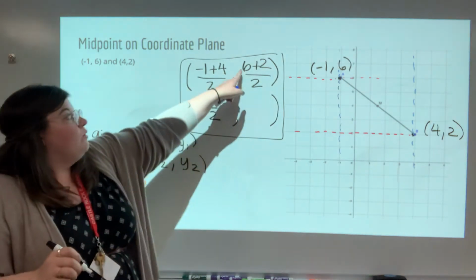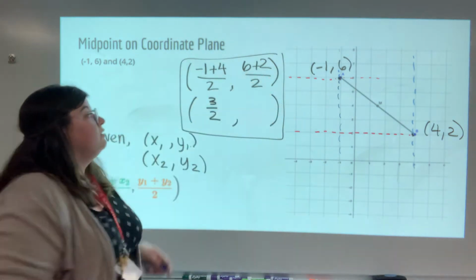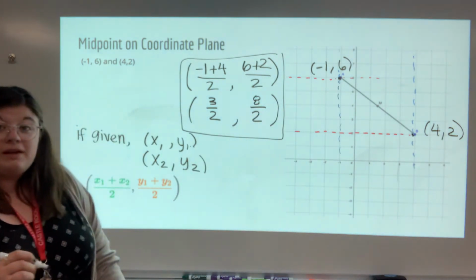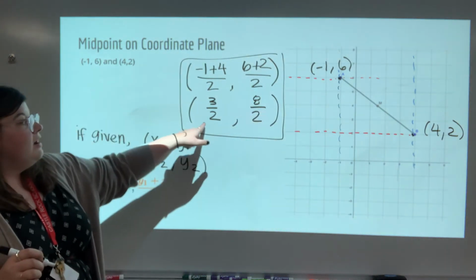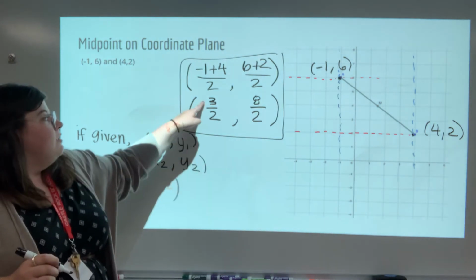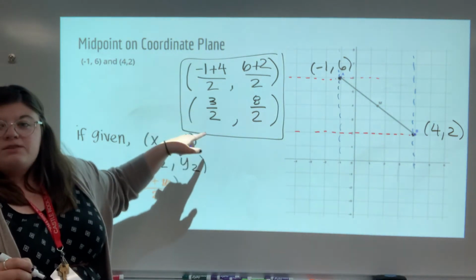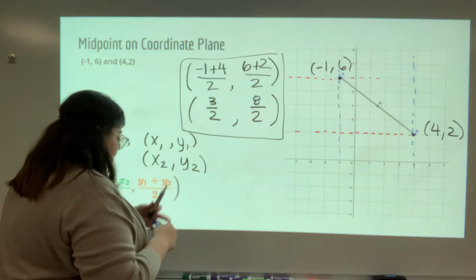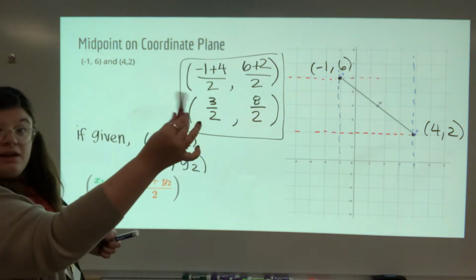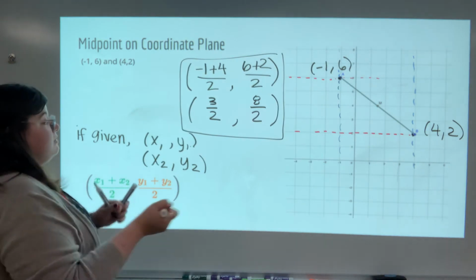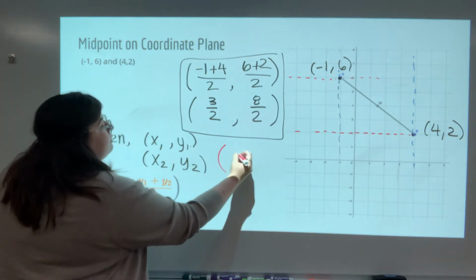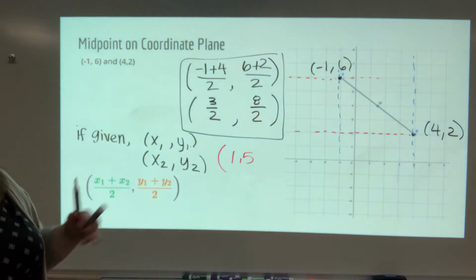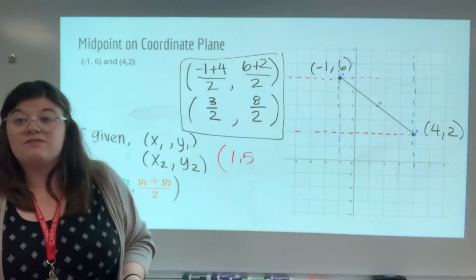And then in my y-coordinate here, I have 6 plus 2. That is 8, still being divided by 2. And then we can simplify this down, right? 3 halves, 3 divided by 2, is just 1.5 we could say. So I'm going to put it in red. Here's the answer to my midpoint. So 3 divided by 2 is 1.5. If you want to just leave it as 3 over 2, that's fine as well.